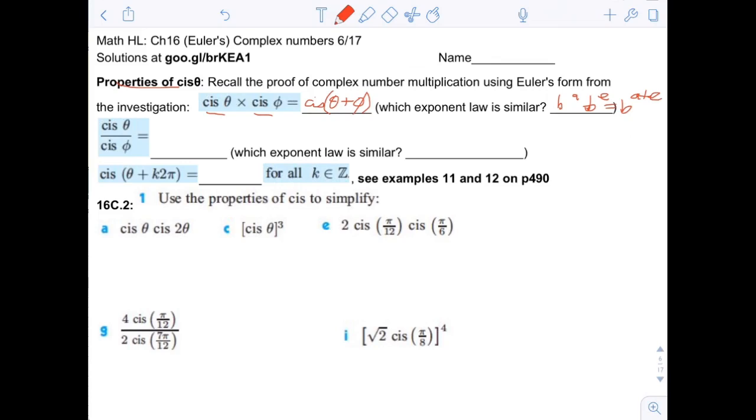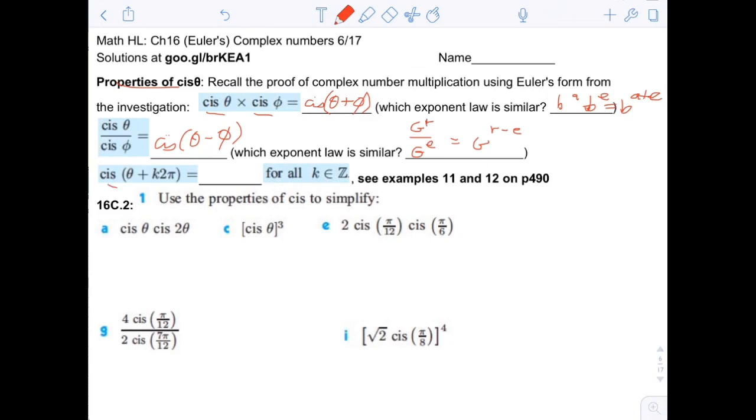What if you do cis theta divided by cis phi? That is analogous in that you will subtract the angles. Which exponent law is similar to that? It's similar to when you have the same base and you're dividing, then you get the same base and you subtract the exponents.